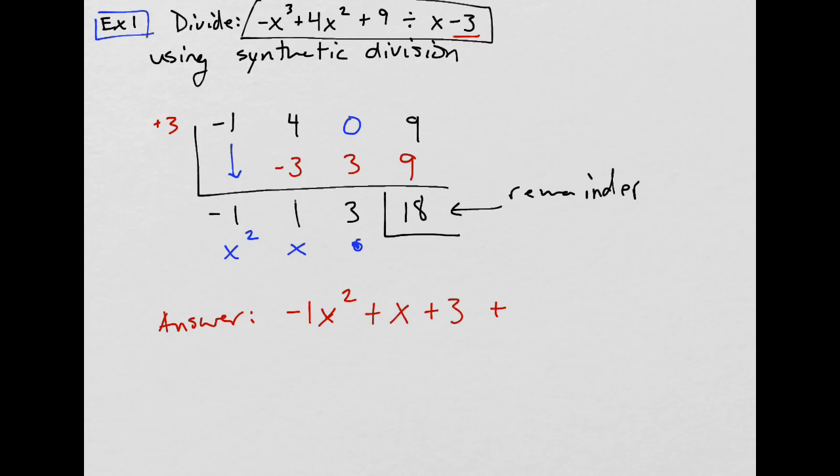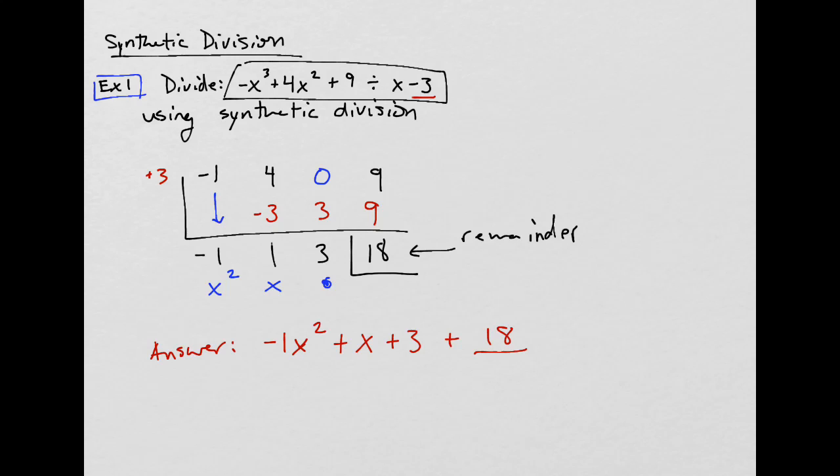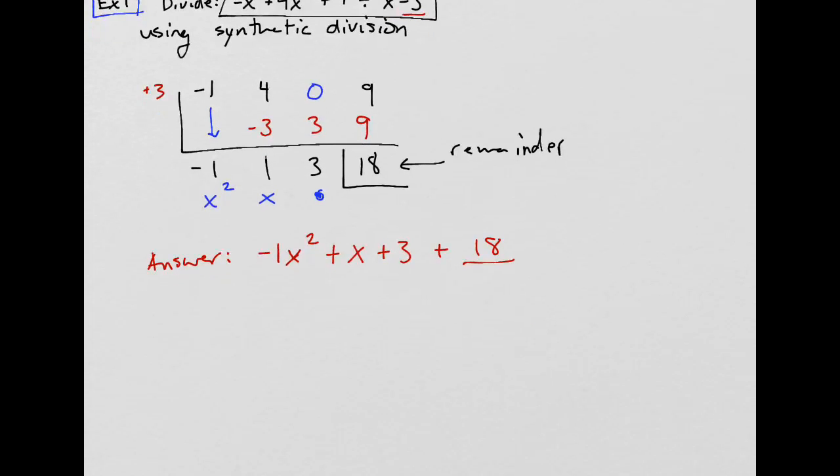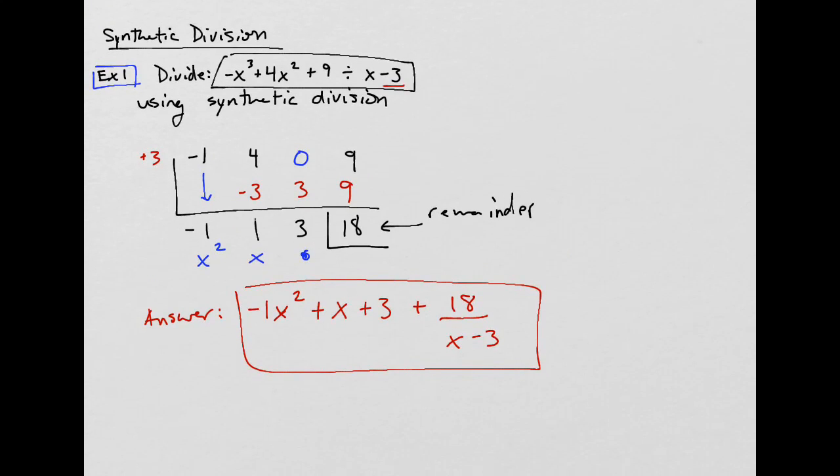So let's see here. Plus 18. And remember, you divide the remainder by your divisor. We're dividing by x minus 3, so it's 18 over x minus 3. And that's super easy. That's super quick and it's nice and jolly. Everybody has a good time. I'm going to do another example, though, and maybe a little bit faster.